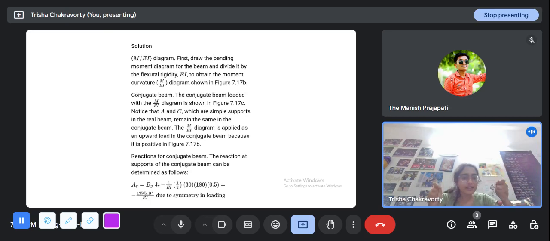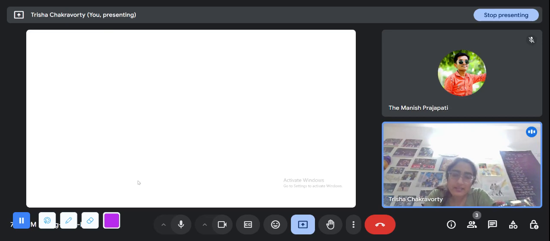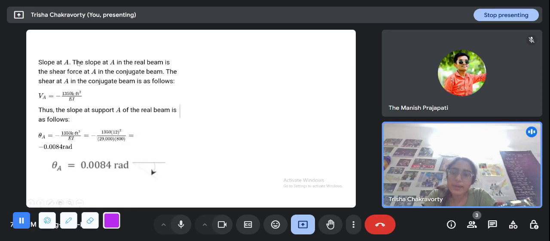The support reaction at the roller and the hinge will be downwards. So the support reaction is this. The slope at A in the real beam is the shear force at A in the conjugate beam. The shear at A is what we just calculated. So the slope at support A of the real beam is this. We put the value of EI and get something in radian. You can convert it into degrees. And since this is negative, it is clockwise rotation.